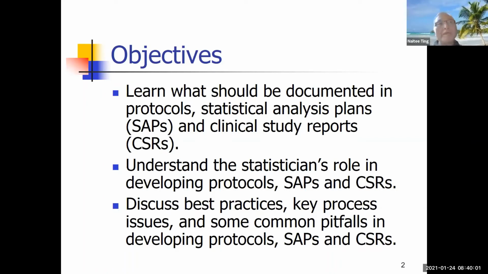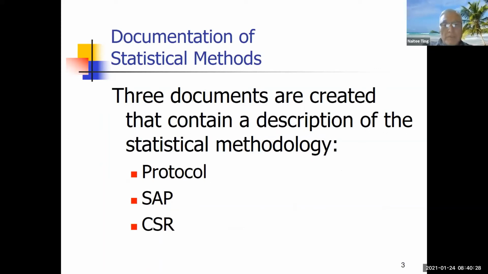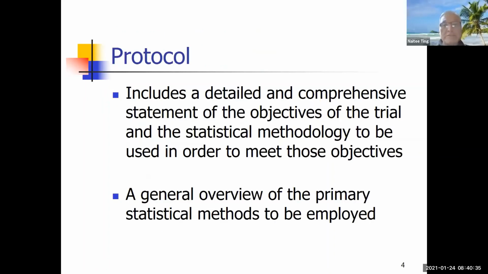But if you want to make it tangible, then these are the three documents: protocol, SAP, and CSR. Because by the end of the year, at performance appraisal time, I can go to my boss and say, look, this year I did so many SAPs, so many protocols, so many CSRs, and they can count it. It's tangible, but the most important contributions are intangible. Three documents contain descriptions of statistical methodology: protocol, SAP, and CSR. So let's start with the protocol.